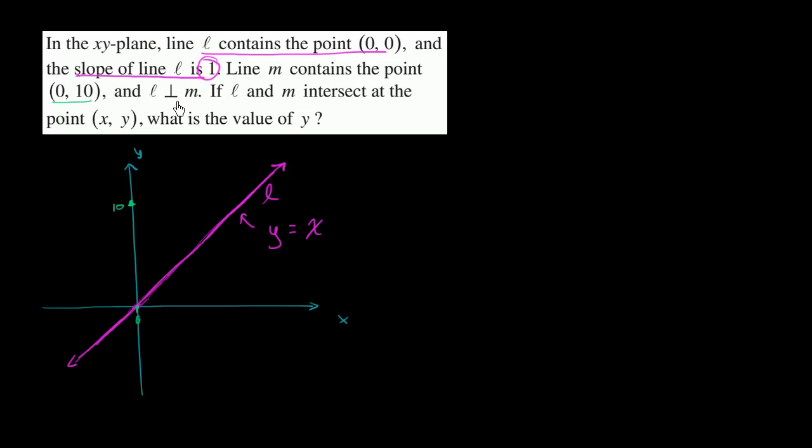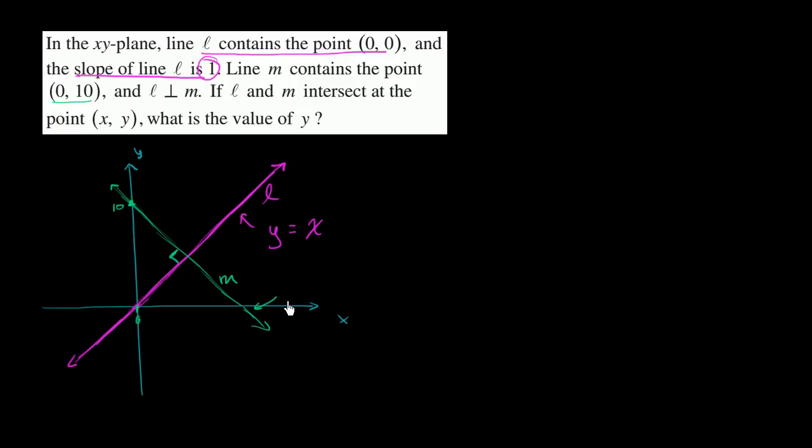And line L is perpendicular to line M. So let me draw line M. It's going to be perpendicular to what we just drew. Perpendicular. So it's going to look something like this. This is going to be a right angle. They're perpendicular. And so let's see if we could come up with an equation for line M here.